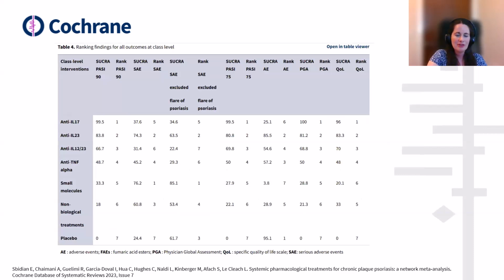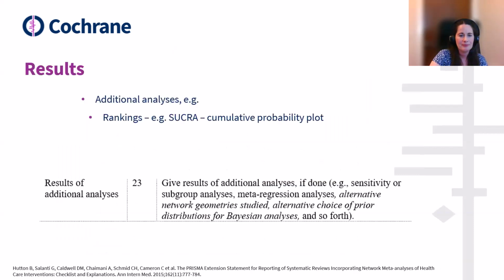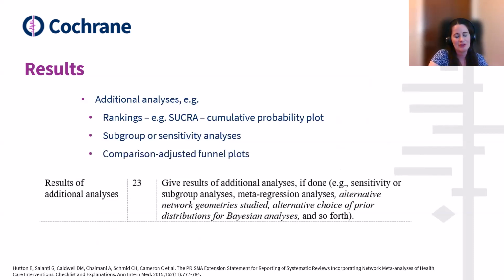This review also shows the rankings in a table, showing the SUCRA value and rank for each treatment per outcome. Other additional analysis could include results from subgroup and sensitivity analysis, or from exploring publication bias and the production of comparison-adjusted funnel plots.